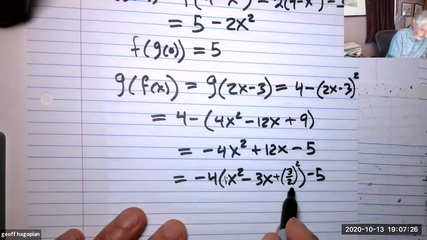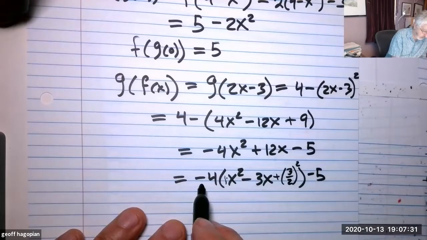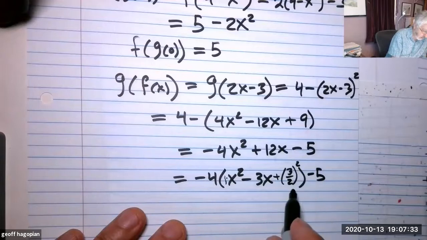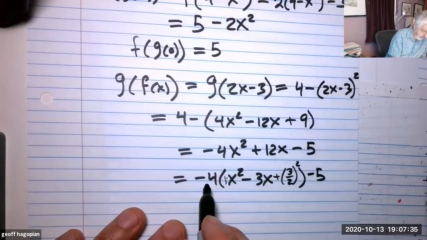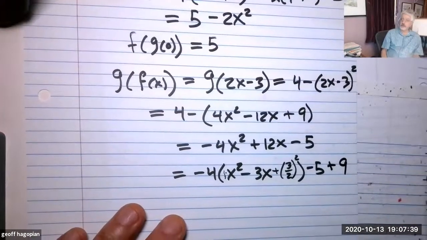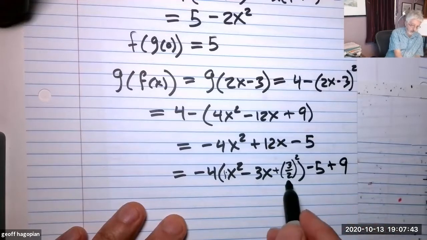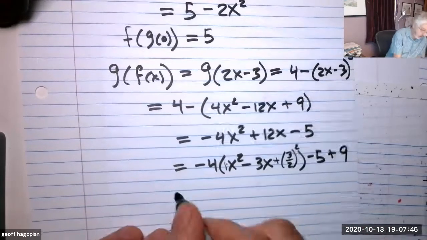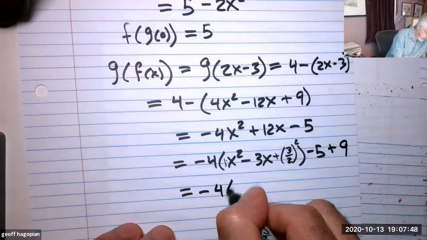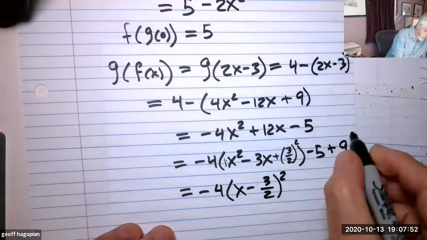So that's 9/4. But everything inside the parentheses is multiplied by negative 4. So 9/4 times negative 4 is negative 9. So we need to add 9 back in to balance the equation, right? So this plus 9 balances the effect of adding this square in here. And then we write it in nice vertex form as x minus 3/2 squared plus 4.